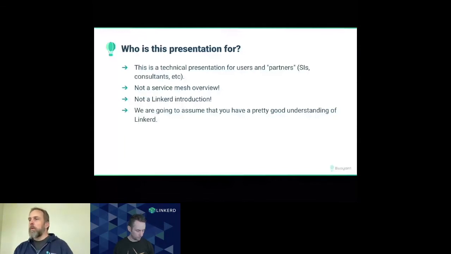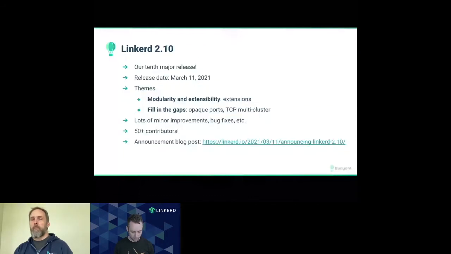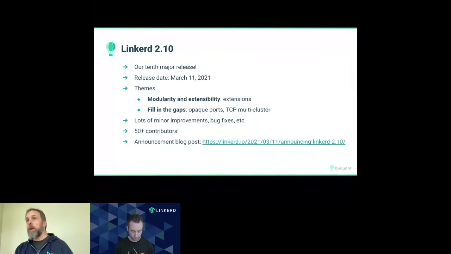Okay, so with all that aside, let's talk about 2.10. This is our 10th major release, believe it or not, of the 2.x branch. So 2.0 was way back in early 2019, 2018, I don't remember. It was released about 2 weeks ago, and there are two big themes to this release. First is around extensibility. We have this idea of extensions that I'm going to talk a lot about.